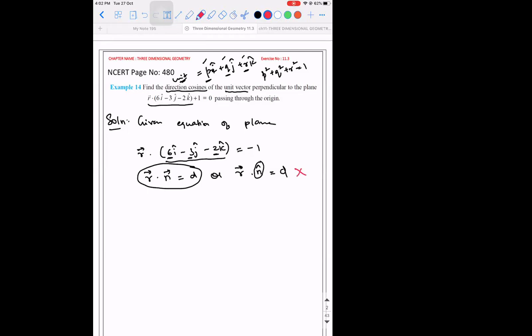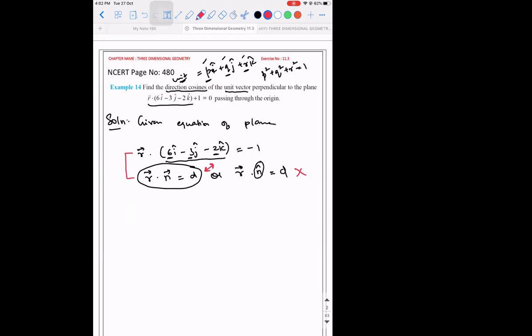Secondly, can I compare these two? One thing we are clear on now is that the equation given is in the form r vector dot n vector is equal to d. So can I start comparing these two equations? Yes or no? I want a response, guys. Yes, sir.